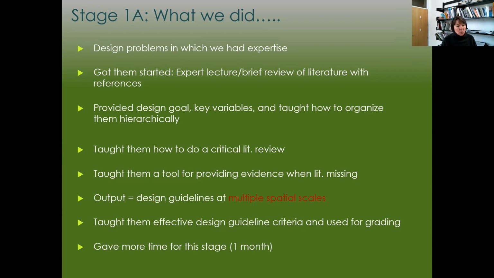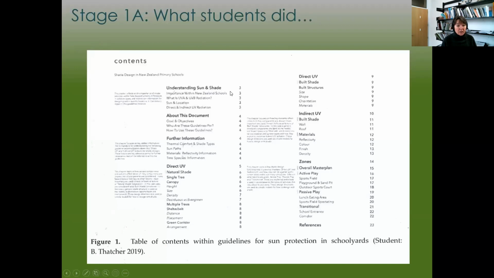We taught them what effective design guideline criteria were, and we used that for grading the output, so that they knew exactly how to put one together and were motivated to cover the criteria and do a good job. And then we gave them more time. So we gave them 1 month to do this. And this is what they came up with.